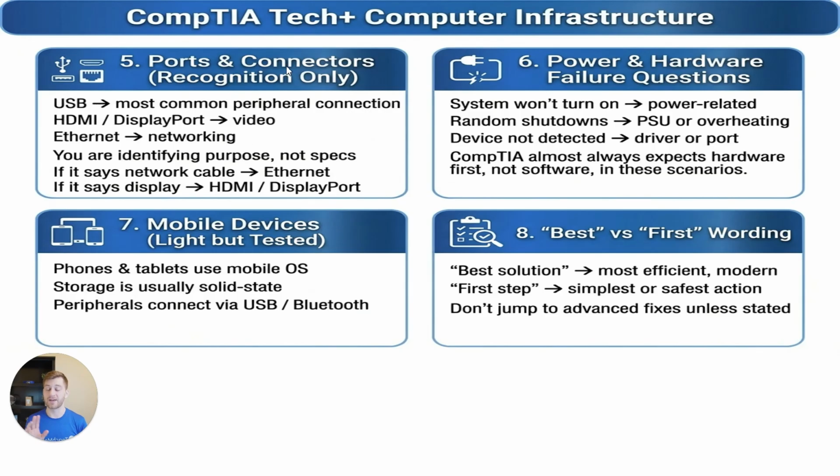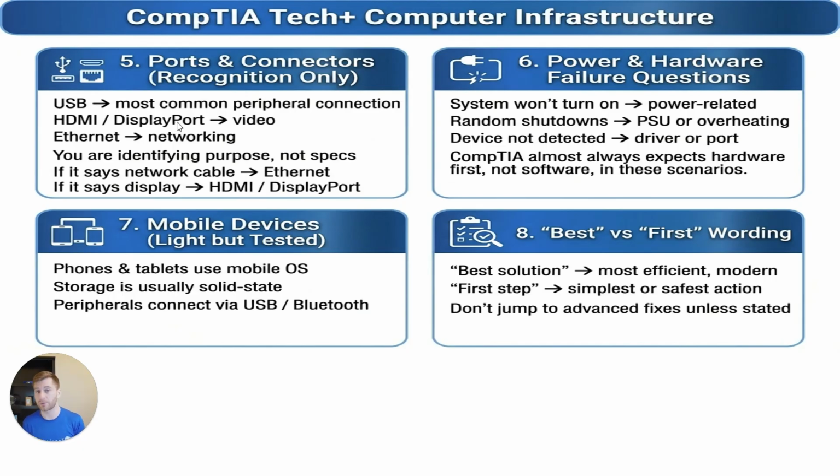Next up is 5, which is ports and connectors. So we have USBs, most common for peripheral connections. There's a few types of USBs, like we talked about, for not only connections, but also USB versions or types. Those play a huge impact. Make sure you review those if you haven't already. USBs are going to come up on at least 1 or 2 questions on the exam.